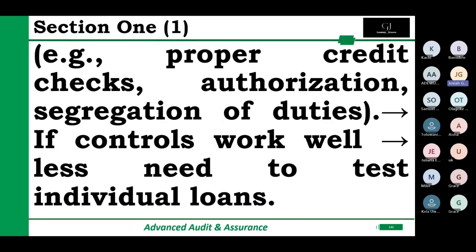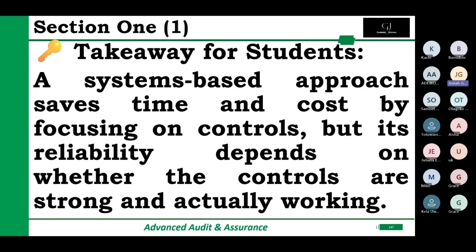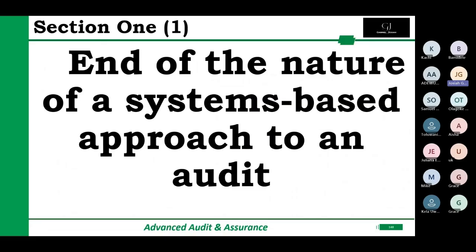So the assumption is that if controls work well, there is less need for testing individual loan details. The key takeaway is that the system-based approach saves time and cost by focusing on the internal controls, but its reliability depends on whether the controls are strong and actually working. If they are not strong, then detailed testing will be the order of the day.